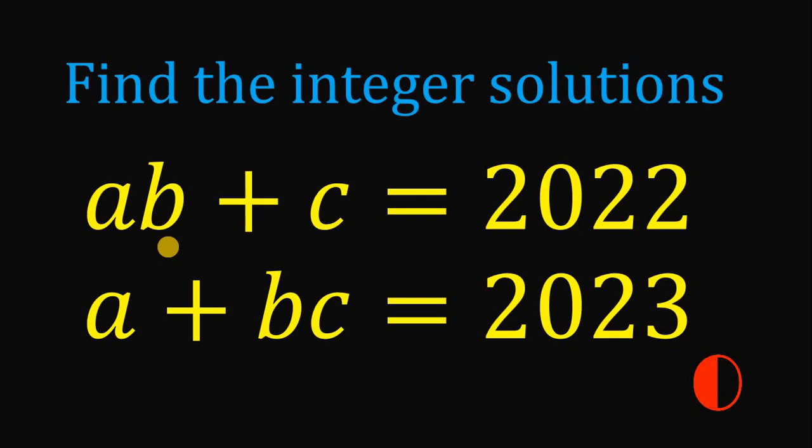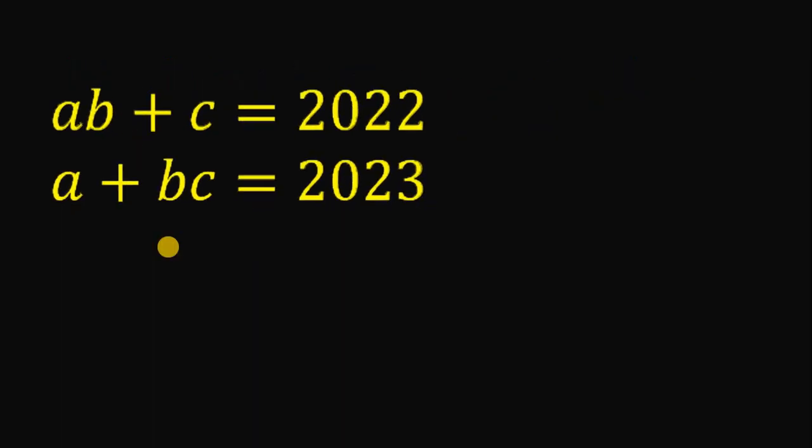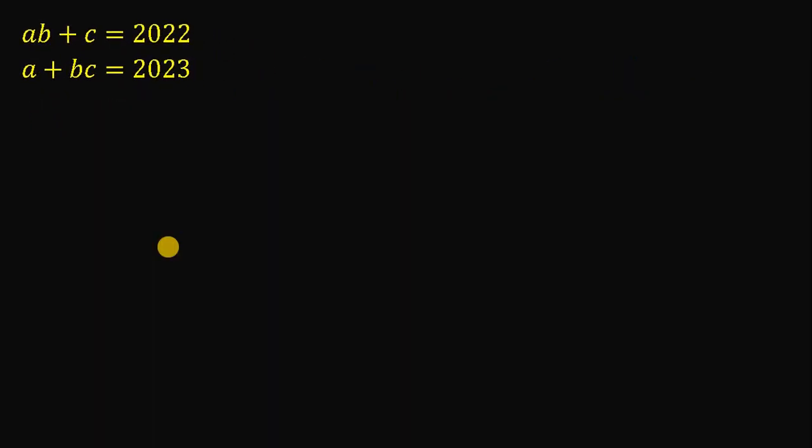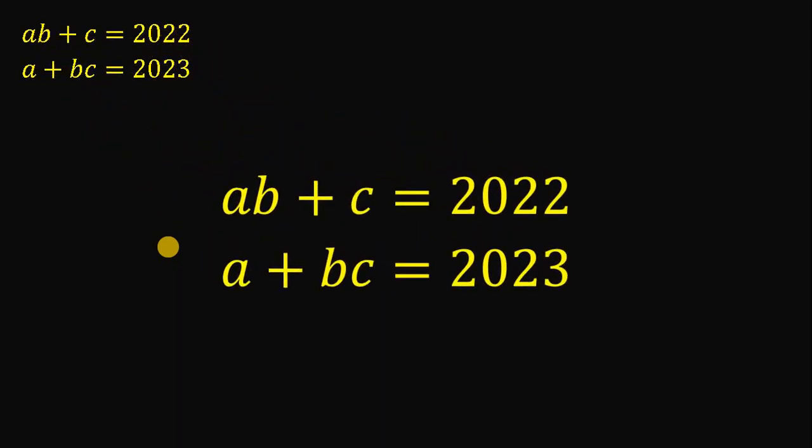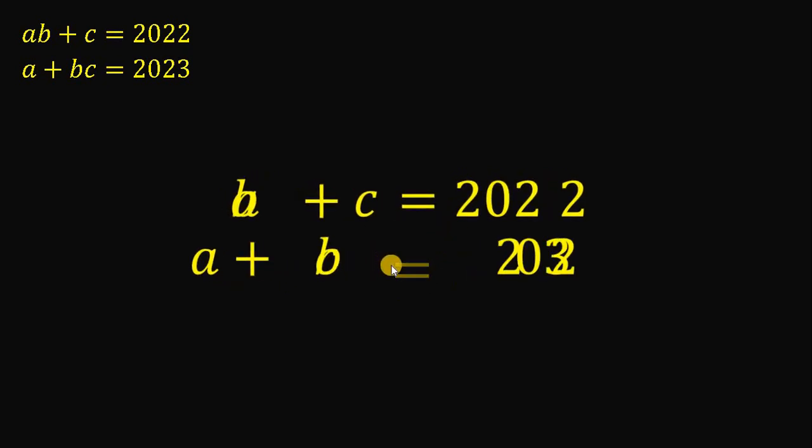And now let's answer this question together. So, given these two equations and three unknowns, our goal is to find integer solutions for A, B, and C. So how do we solve this kind of problem? Since we're given two equations and three unknowns, what we're going to do here is combine these two equations. We're going to subtract the first equation from the second equation, like this.